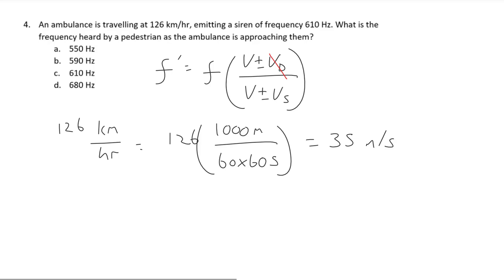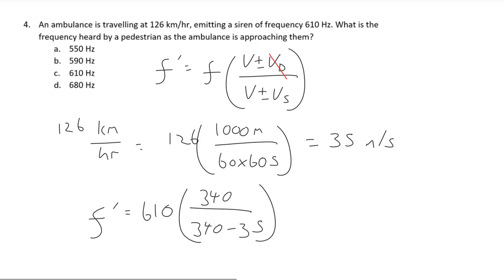The detected frequency f prime, what we're looking for, is equal to the emitted frequency, which in this case is 610 Hz, multiplied by the velocity of the sound wave, which I have taken here as 340 meters per second, and you will be told what value to take in the question, divided by that same speed, 340, plus or minus the speed of the source. Remembering from my example that if the source is approaching the detector, we take the negative sign, then we do minus the speed of the source, and we just worked out that this source is traveling at 35 meters per second. Therefore, we get the speed of sound 340 minus the speed of the source, minus 35.